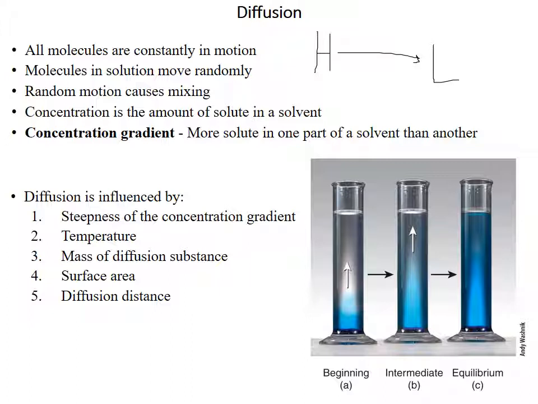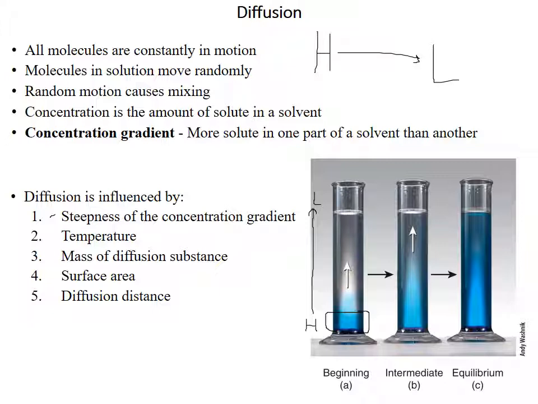The first of those things is the steepness of the concentration gradient. So if you look at this figure here, at the very beginning of this experiment, we have a really high concentration of our dye at the bottom of this flask, and at the top we have a really low concentration, and so our concentration gradient is going to move from the bottom of the flask to the top, and this is a really steep gradient because there is no dye at all at the top of this flask.